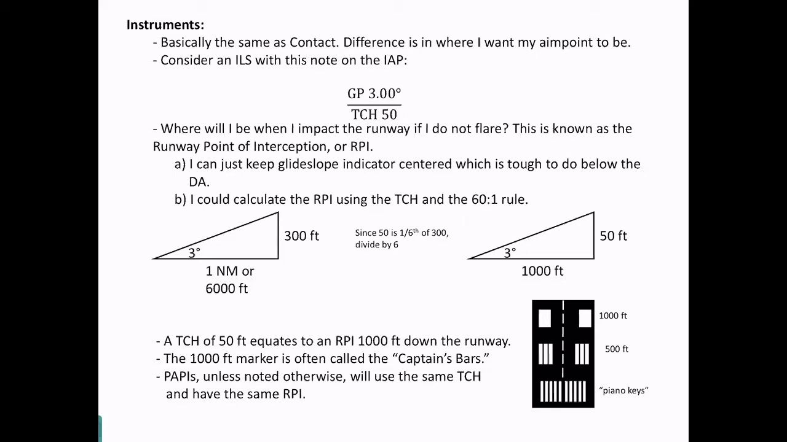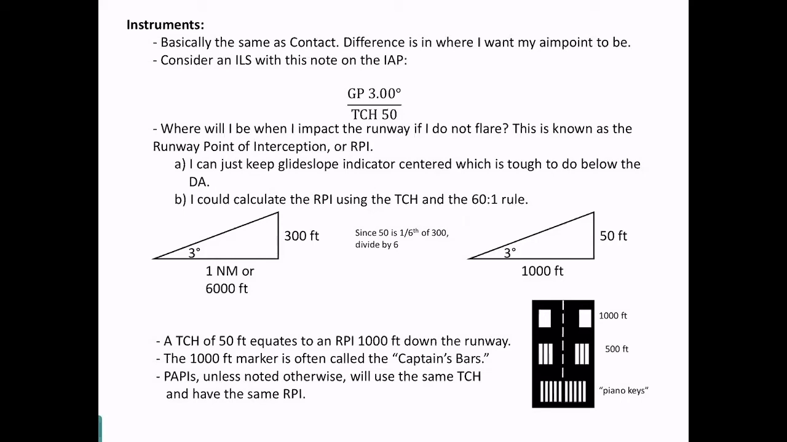Where is that aim point? So we can calculate that. If we use the fact that it's a 3-degree glide path and a threshold crossing height of 50, and our favorite little rule called the 60-to-1 rule, we can figure this out. So the 60-to-1 rule says that for a 3-degree glide path, I will lose 300 feet in 1 nautical mile.